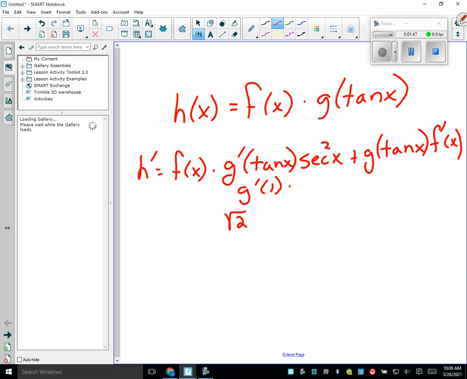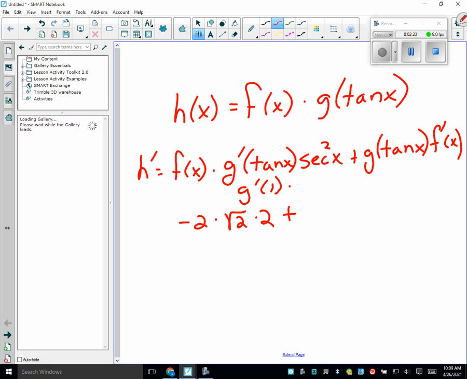Oh, I forgot f of x. What's f of pi over 4? Okay. Now, what is secant of pi over 4? Secant of pi over 4 is 1. No, it's 1 over radical 2, but it's squared. Secant is radical 2. Secant squared is 2. So it's just 2 because it's squared.